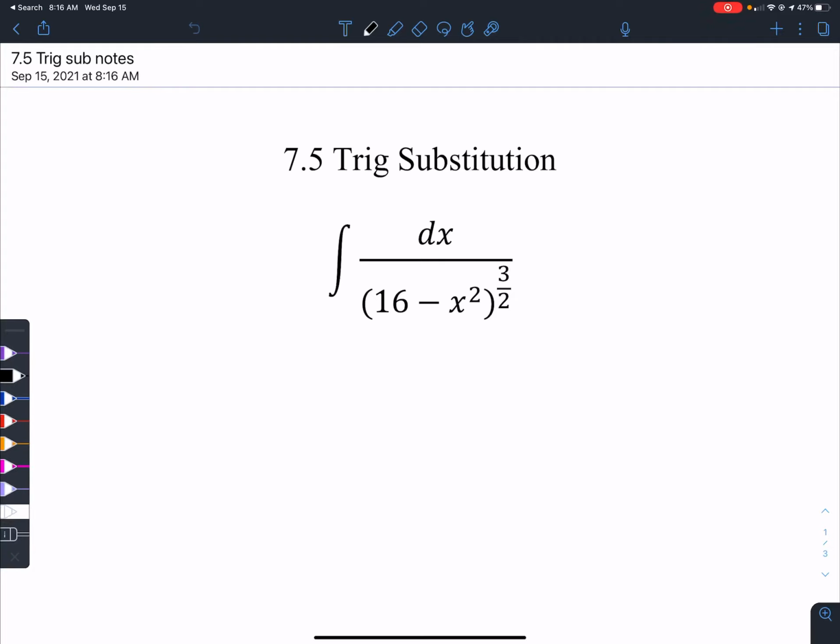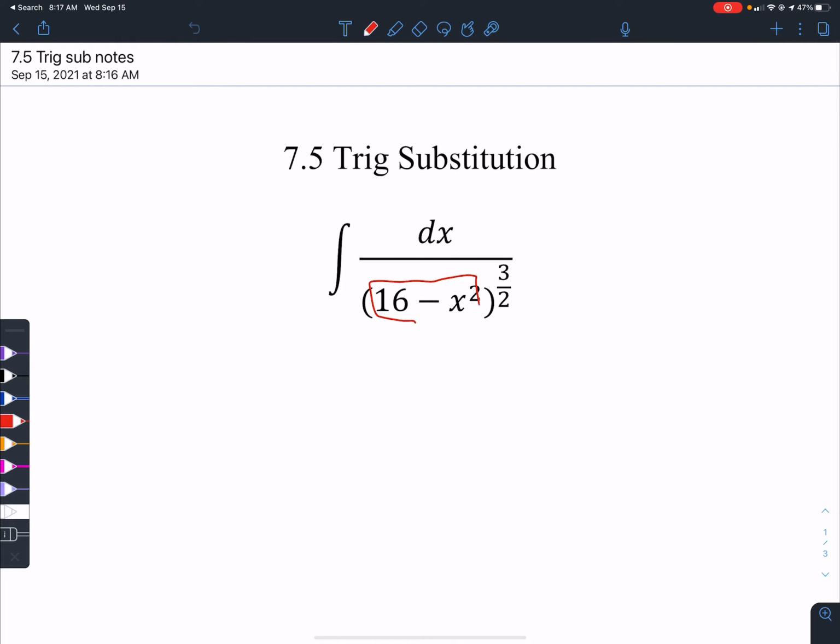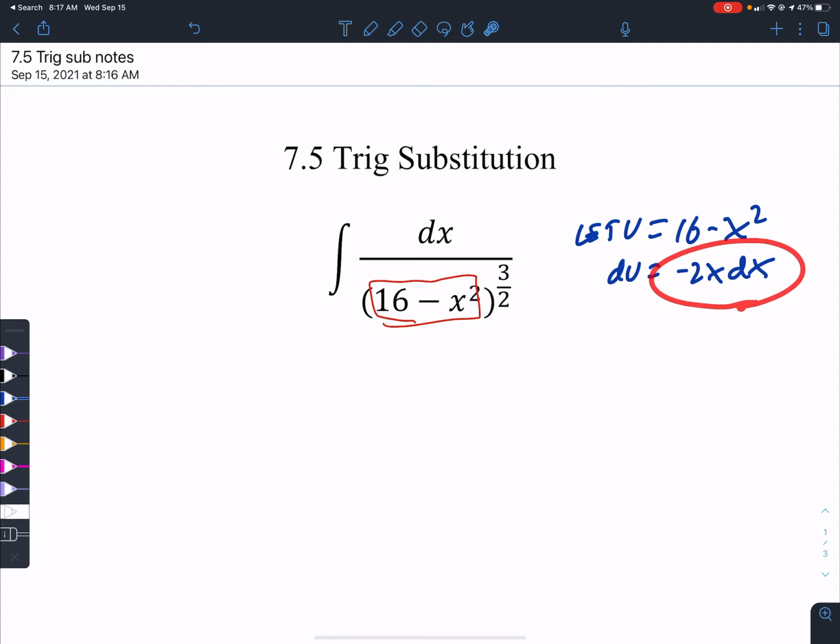This is section 7.5, Trig Substitution. So when you look at this, you kind of get stuck. If you try a u sub and say, hey, let that be u, what happens? Let u be 16 minus x squared. You find du, and that's negative 2x dx. And the problem is we're not going to get that there. Not going to happen. So now we're kind of stuck.